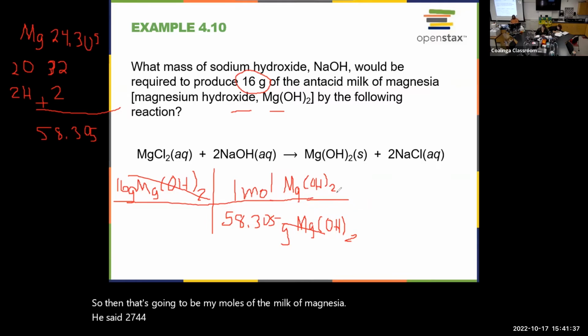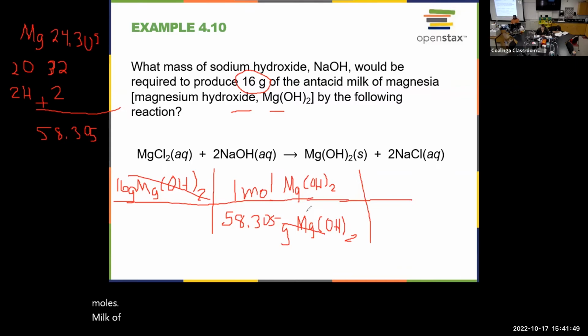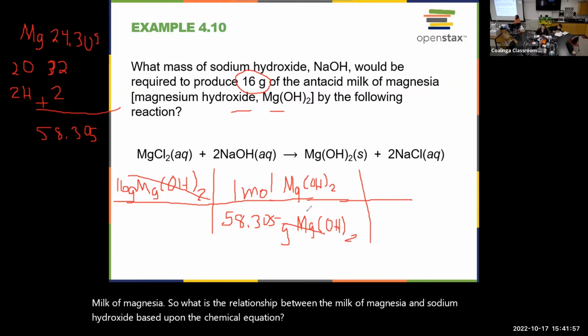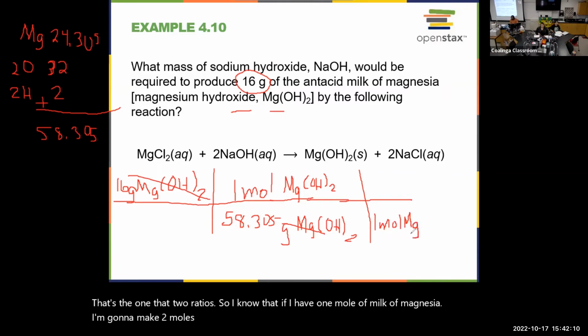Okay, but what is it that we actually want? We're looking for the mass of sodium hydroxide. So I could just keep going, right? Since I know that's moles of milk of magnesia, what is the relationship between the milk of magnesia and sodium hydroxide based upon the chemical equation? It's a 1:2 ratio. So if I have 1 mole of milk of magnesia, I'm going to need 2 moles of hydroxide to make that.